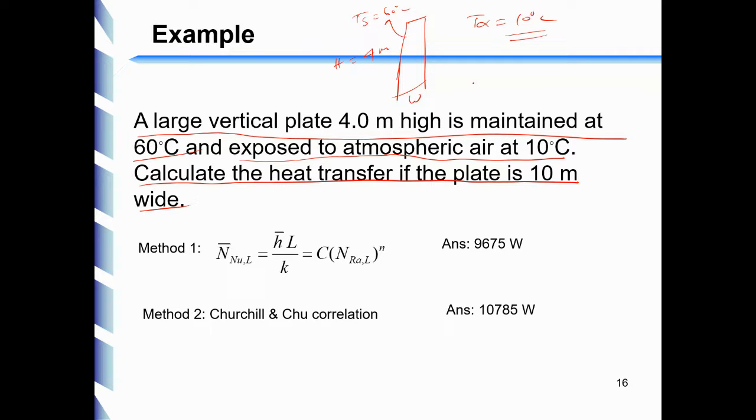So now the first question is, what type of convection? There is no velocity, so you can assume it is natural convection. And what is the geometry? Geometry is a vertical plate. Okay, so for vertical plate we have 3 equations.